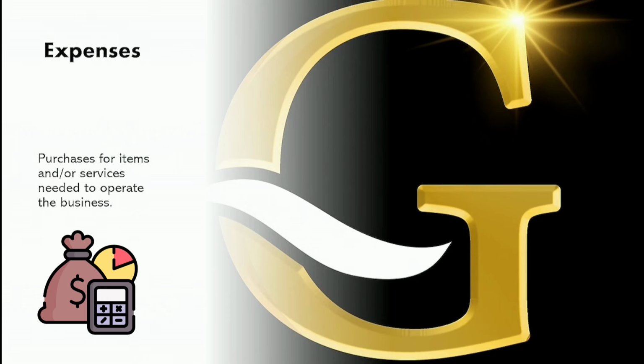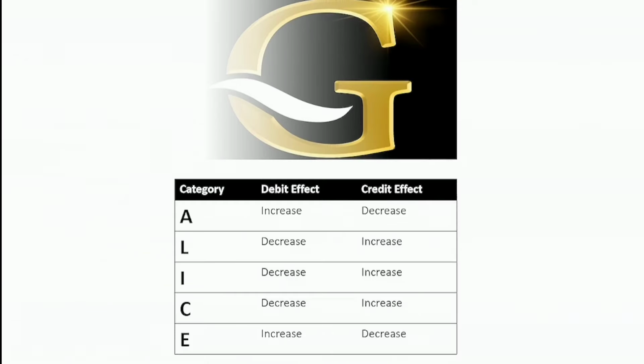Expenses, purchases for items and or services needed to operate the business. Perform some work, but it costs you money to purchase the supplies, or it costs you money to pay somebody to help you complete the task. Anything that you are paying out to complete the work performed, or anything for the business that you need, including any type of office supplies or anything of that nature. Essentially, expenses is money paid out. So here we are at our 5 different categories. Again, ALICE: assets, liabilities, income, capital, and expenses.